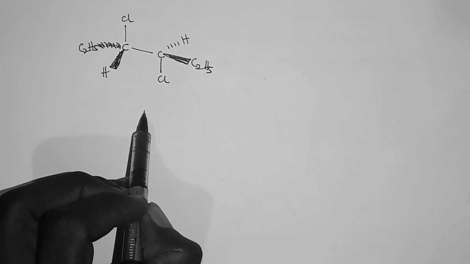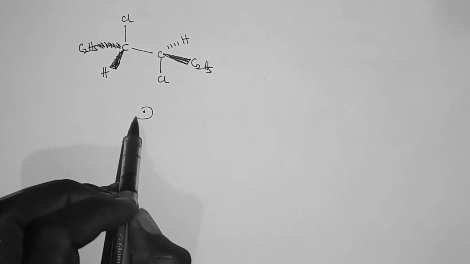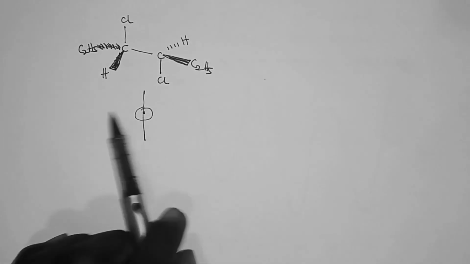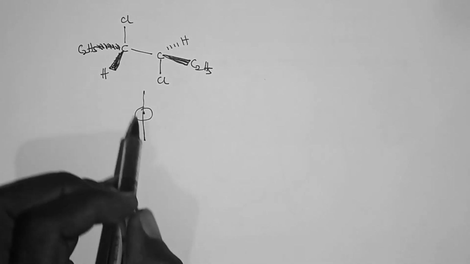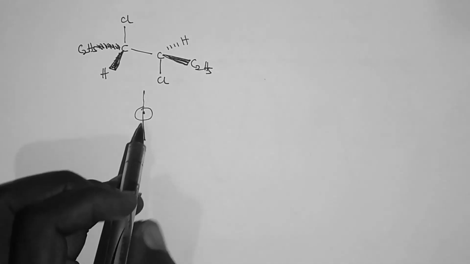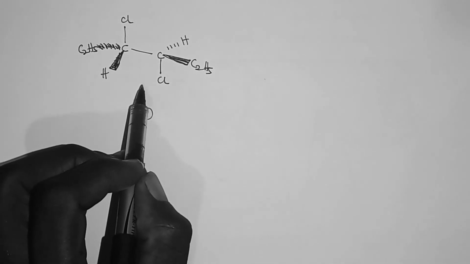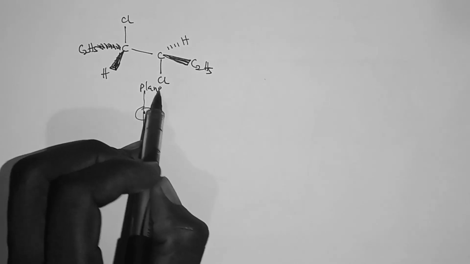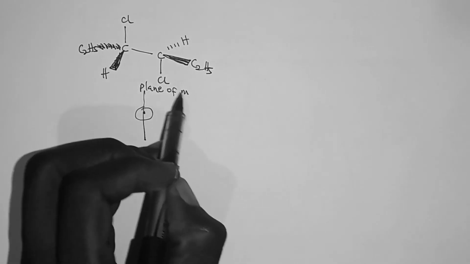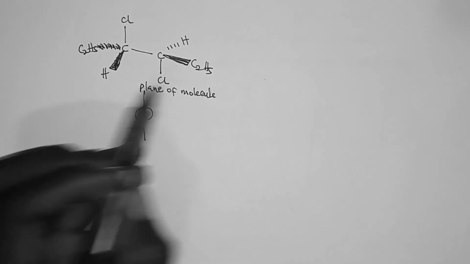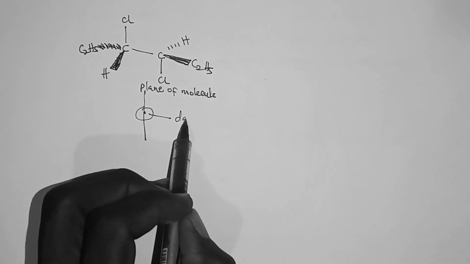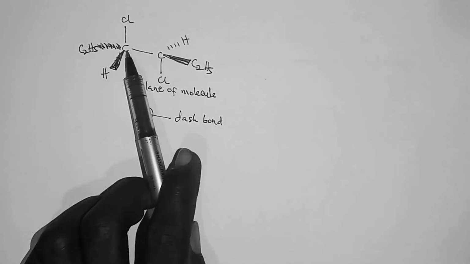have the front carbon and then the back carbon. So now, if we divide the Newman projection vertically into two, then all the groups that come at the top and then the bottom are the atoms that are in the plane of the molecule. And then all the groups that come to the right hand side are the dash bonds. The dash bonds are the bonds that are going into the plane.